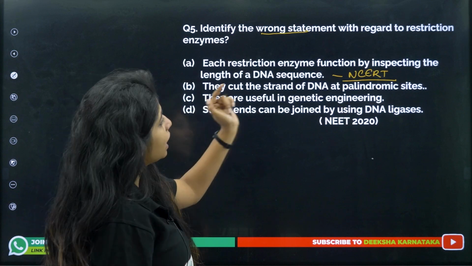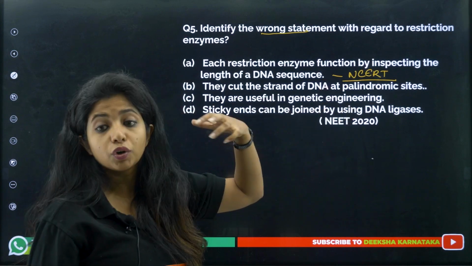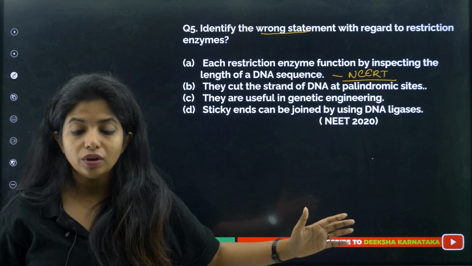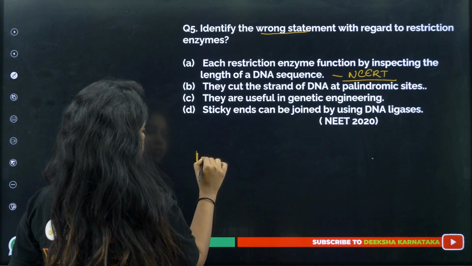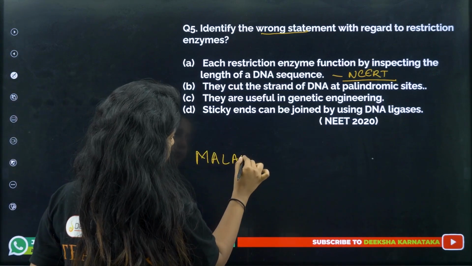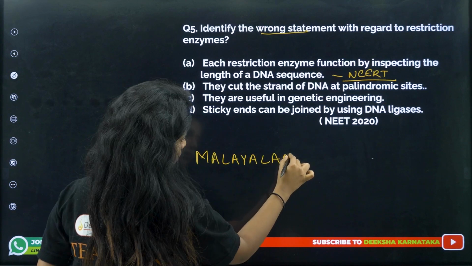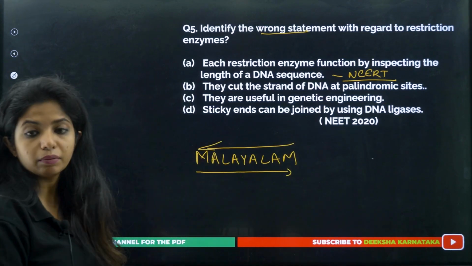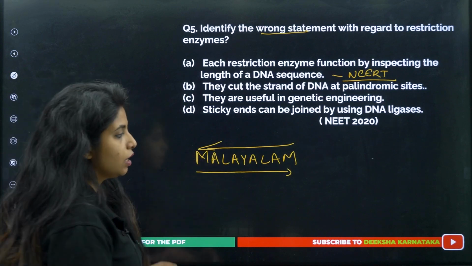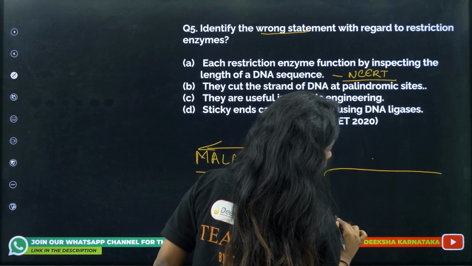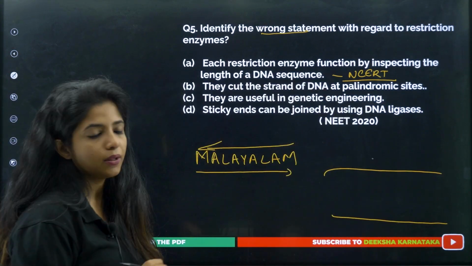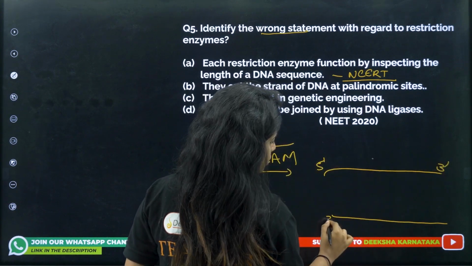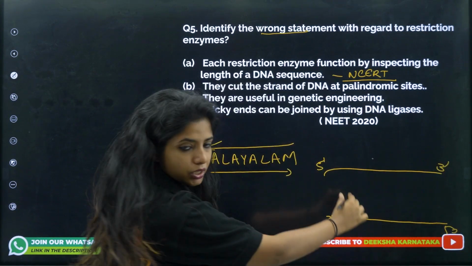Now, they cut the strand of DNA at palindromic sites. What do you mean by palindromic sites, children? Palindromic sites, as in from both ends, if you read it, it will be the same. For example, Malayalam. From here, if you read it, it will be Malayalam. From here also, it will be Malayalam. For example, if this is a DNA I have uncoiled, this is a DNA strand, 5 dash to 3 dash, and this is 3 dash to 5 dash. They are complementary strands.